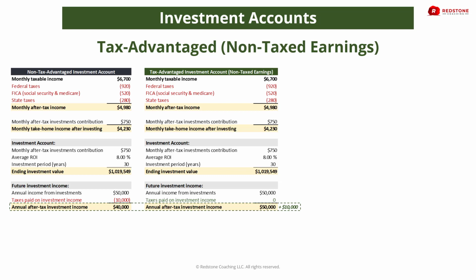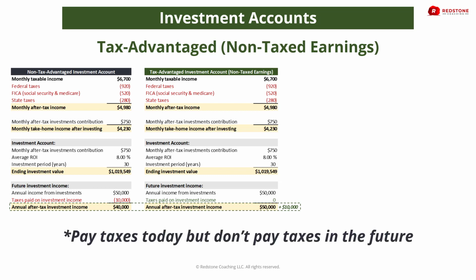You end up with $1,019,000, but you're not paying taxes on the money, the earnings that you withdraw in the future, 30 years from now. So this would be an example of a Roth 401k, a Roth IRA, after-tax contributions. You're investing after-tax dollars. So in this scenario, you're paying taxes today, but you don't pay taxes in the future.